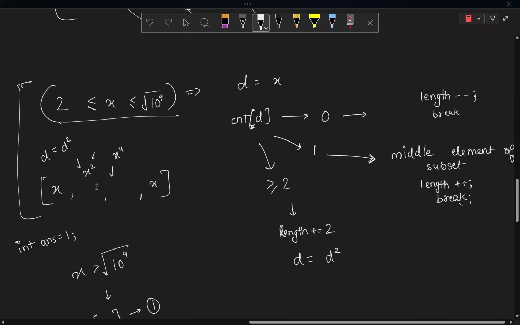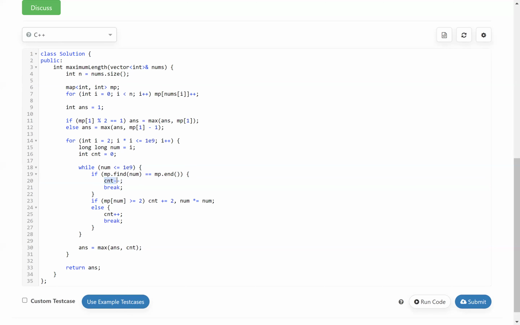In case the count is 0, then what we are doing is just decrementing the count and breaking the loop. By the way, if some element doesn't come in the map, you can check it as mp.find(num) equal to mp.end(). In case the element is not present, it will return this address, so you can check it in this way.